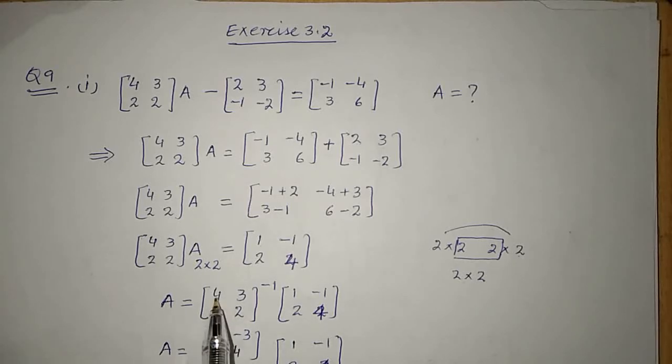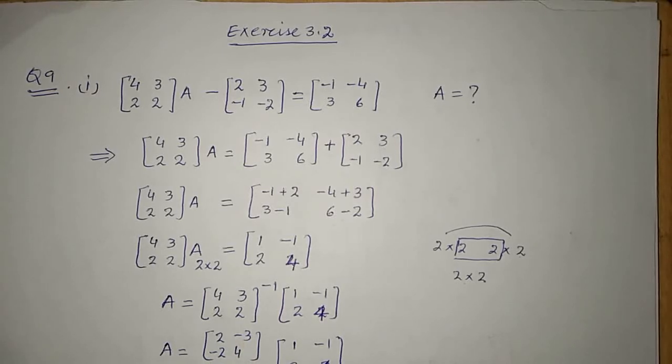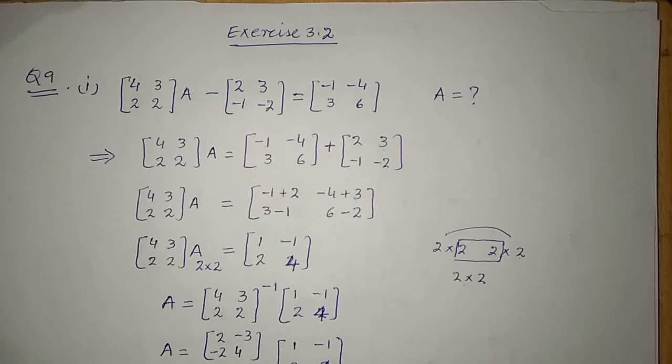Adjoint will be changing the places of the principal diagonal elements, which are 4 and 2, so it will become 2 4, and changing the sign of the rest of the elements, minus 3 minus 2. And divided by the determinant: 4 2s are 8, minus 3 2s are 6, so it will be 2. So 1 by 2 multiplied by the adjoint, and the other matrix is this one.